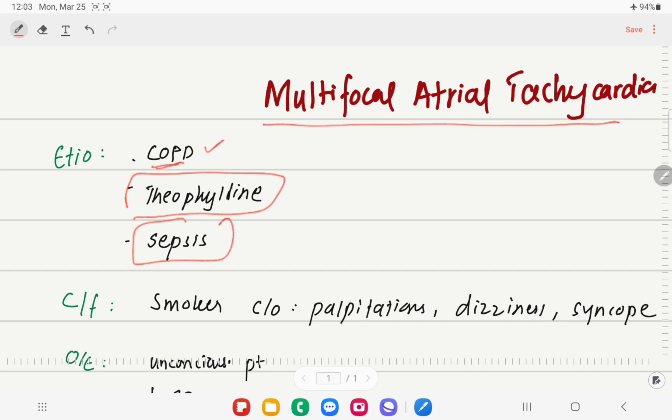So now let's talk about clinical features. There will be a smoker, elderly patient, complaining of palpitations, dizziness and syncope. All of these will be because of decreased cardiac output. Syncope and dizziness can happen because of that.